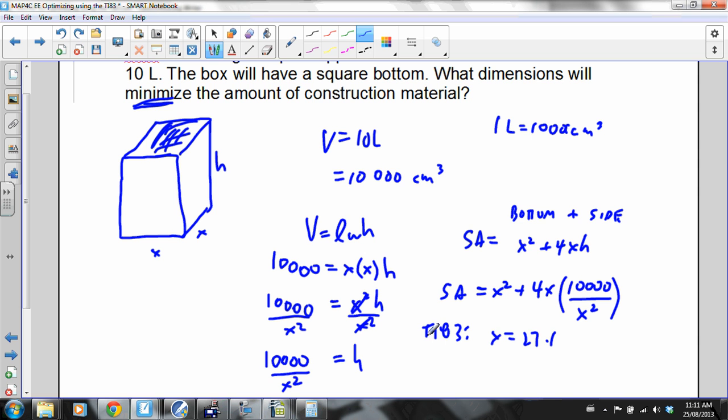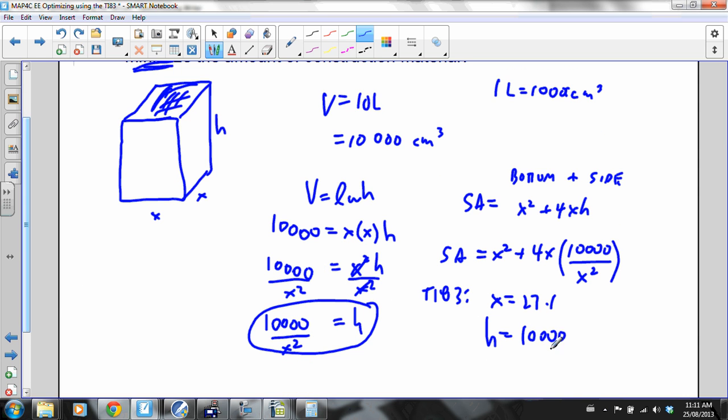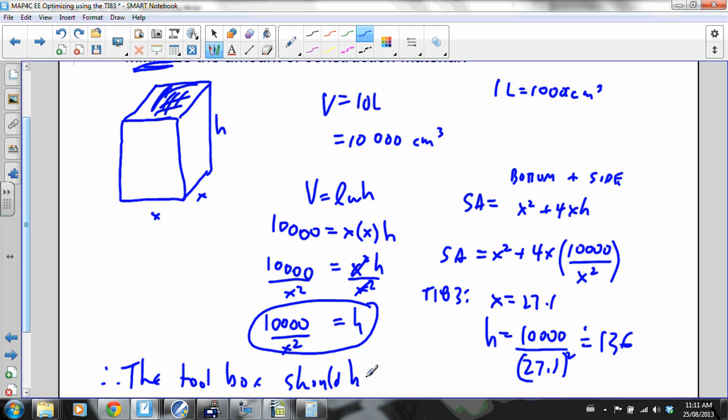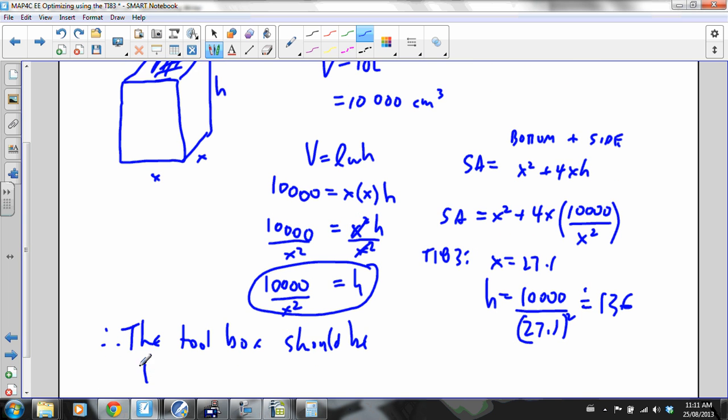So the length and the width are both 27.1. I have to use my expression to figure out what the height is. The height is 10,000 divided by 27.1 squared. Jam that into a calculator and you get about 13.6. So then I can say, therefore, the toolbox should be 27.1 centimeters by 27.1 centimeters by 13.6 centimeters.